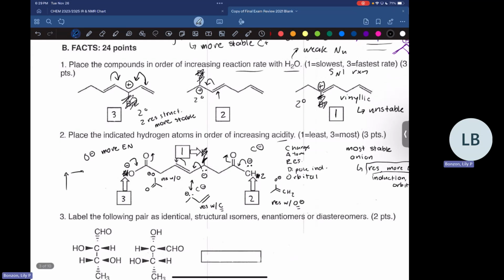Okay. You have a question? So they all have resonance, but where that negative charge ends up also affects the stability. On the far left of the structure, we had an O- resonating with an O-. In the middle, we had a C- resonating with another C-. And then on the far right, we had a C- resonating with an oxygen. So the left side had the more electronegative atoms, the middle had the least electronegative atoms, and the one on the right is going to be in the middle because it had one electronegative and one less electronegative atom.